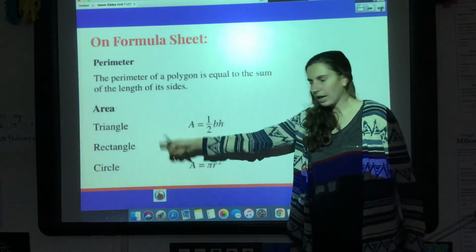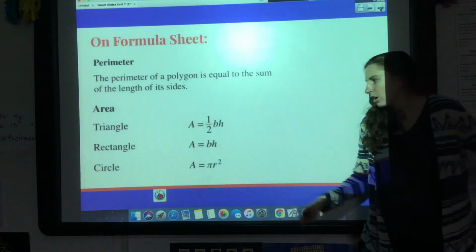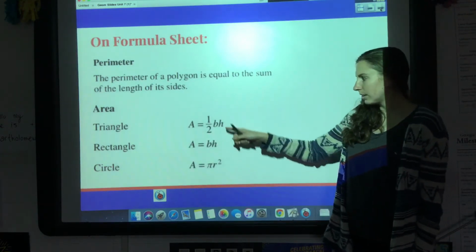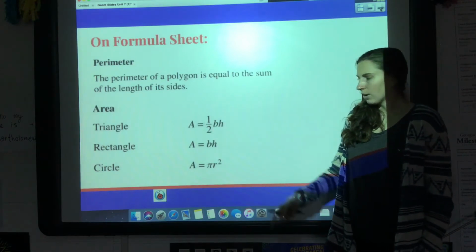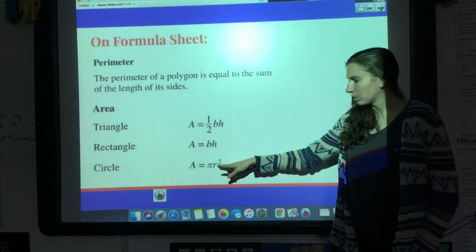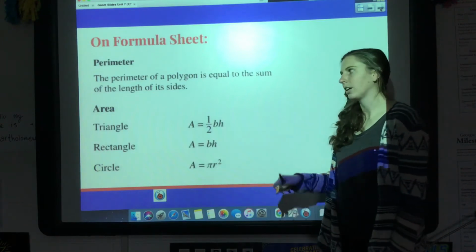And then here's a few area formulas. These are on your formula sheet, but you really should know these at this point. A triangle is half the base times the height. A rectangle is just base times height or length times width. And a circle is pi r squared. So those are a few common area formulas.